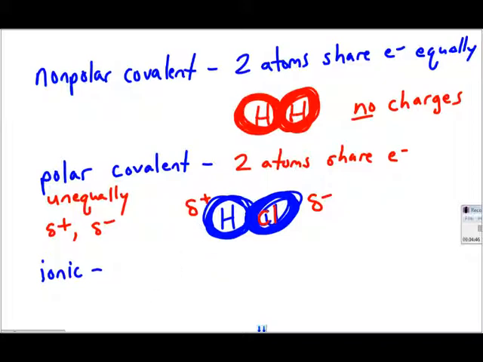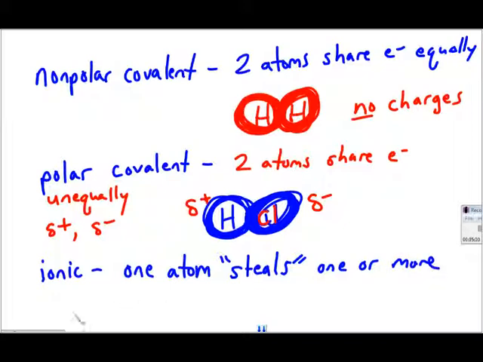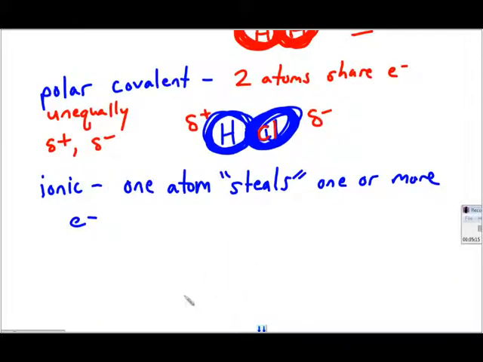Our third scenario are ionic bonds. In ionic, one atom is so much more electronegative, so much stronger than the other atom, that it steals, it rips off an electron. One atom steals one or more electrons from another atom. Let me give you an example of what this might look like.